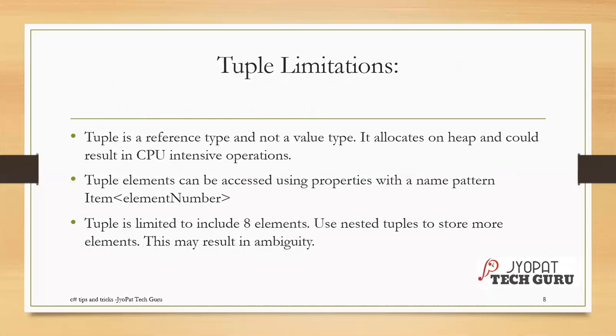So what are the limitations of tuples? Tuple is a reference type and not a value type. It is allocated on the heap and could result in CPU intensive operations. Tuple elements can be accessed using properties with the name pattern Item followed by the element number in brackets. So whenever you are trying to access the tuple, you use Item, through which you can retrieve each and every data type which you have stored inside the tuple.